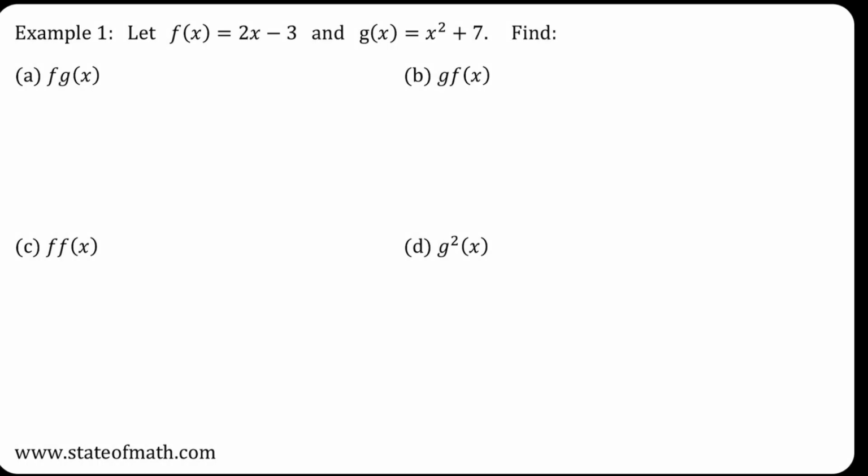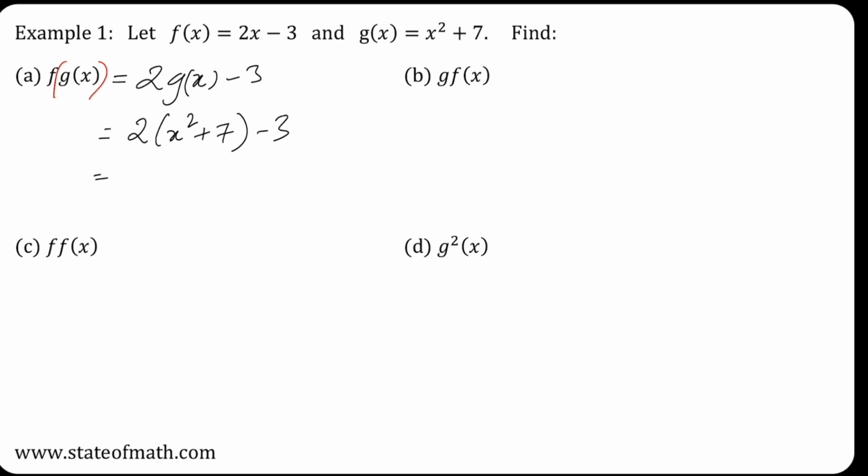So for example 1, let f of x be 2x minus 3 and g of x equals x squared plus 7. For part A, g of x is the internal function, and that's the input to function f, which is the external one. So f takes the input, multiplies by 2, and then subtracts 3. So I've got 2 times g of x minus 3. So now I'm going to replace g of x with x squared plus 7. So I get 2 times (x squared plus 7) minus 3.